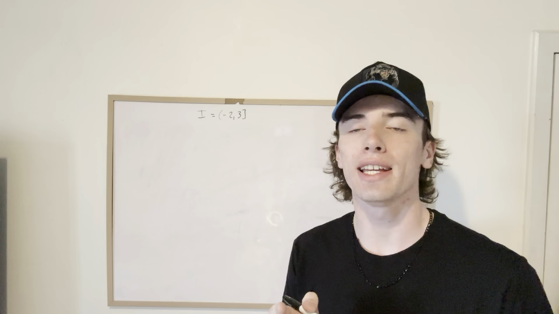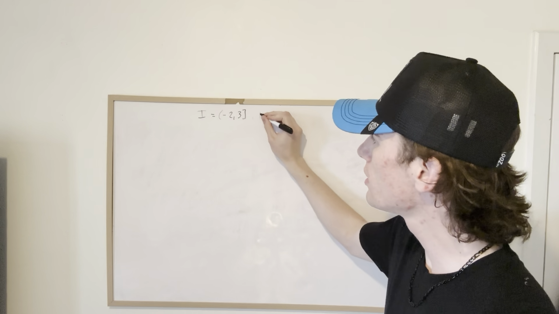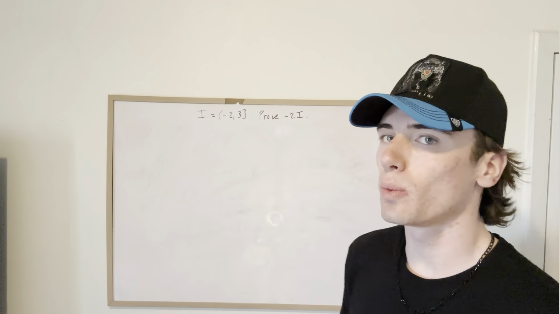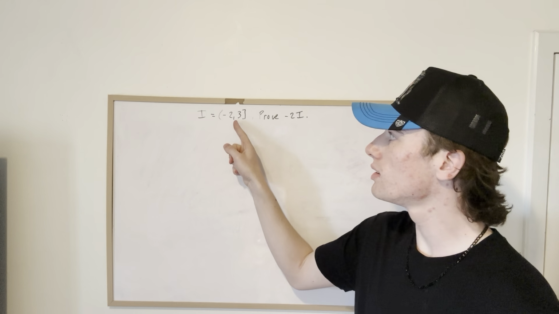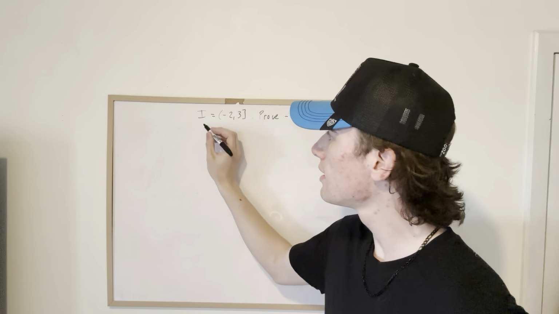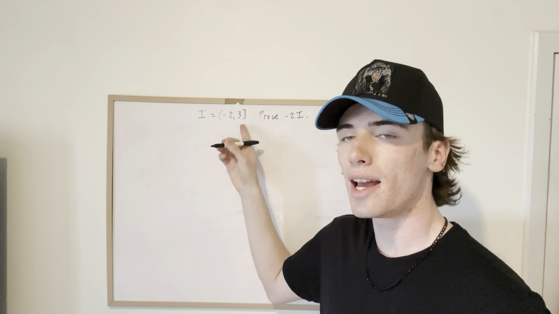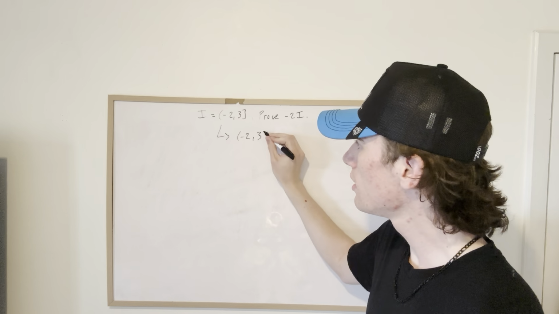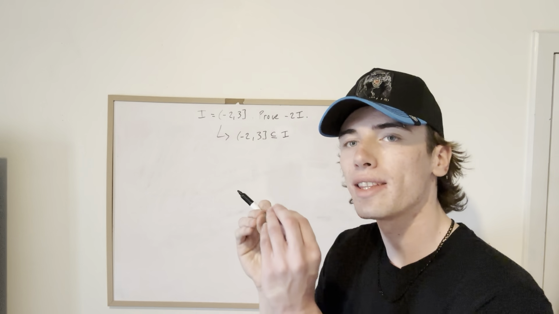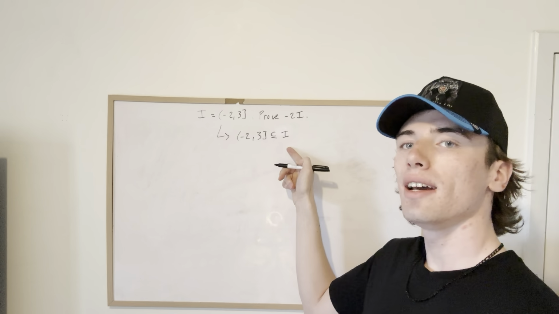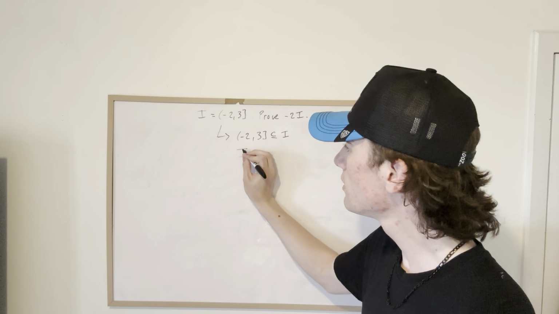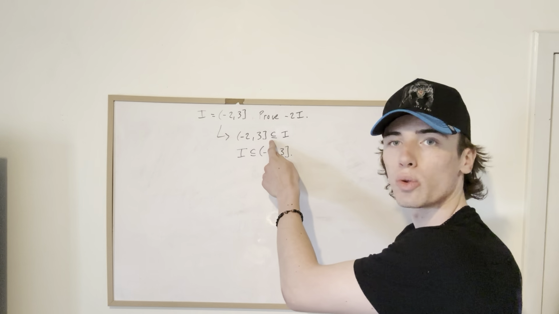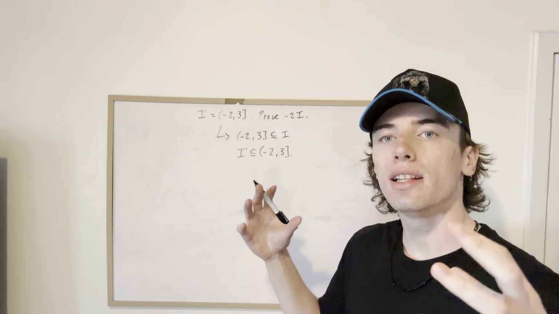And what we want to prove is the interval -2I. So the way to do this is we're given an interval I and it's equal to this. What this is saying is that I is a subset of this interval and this interval is also a subset of I. So everything that's in this interval is also in I. And then it's also saying that I is a subset of (-2, 3].